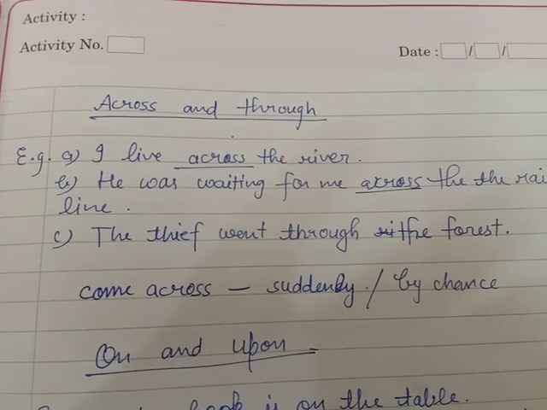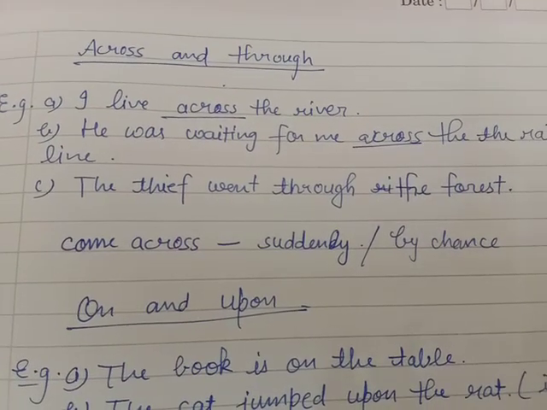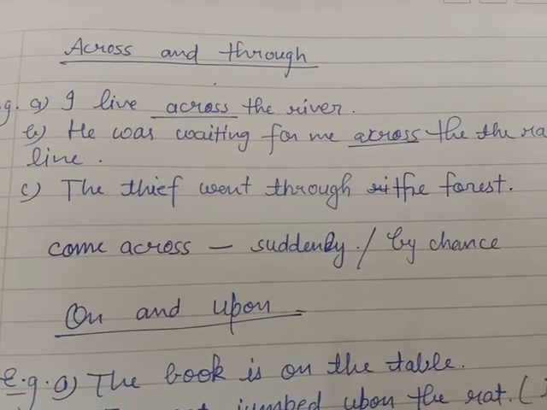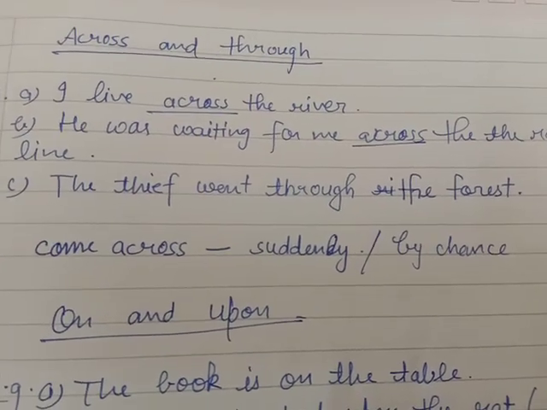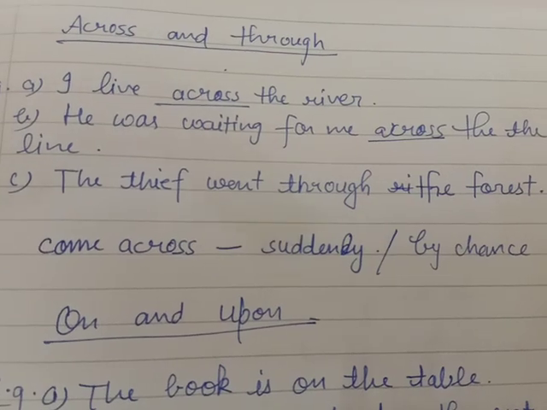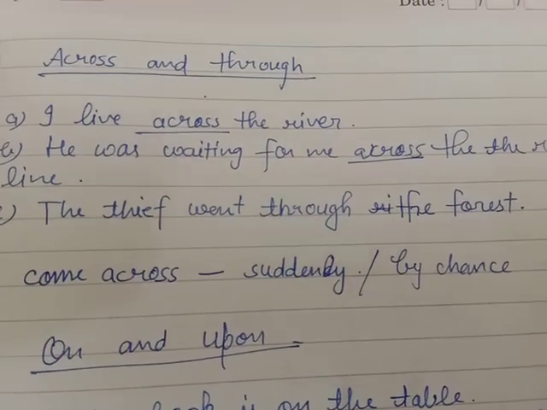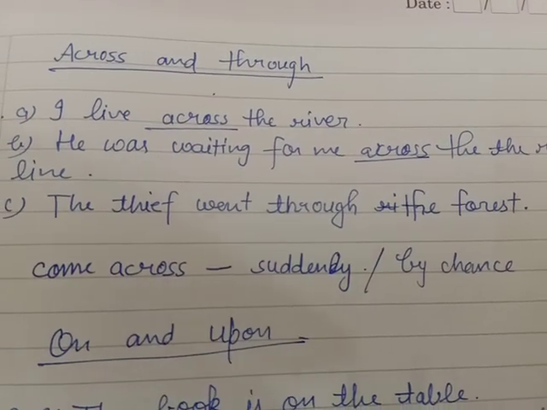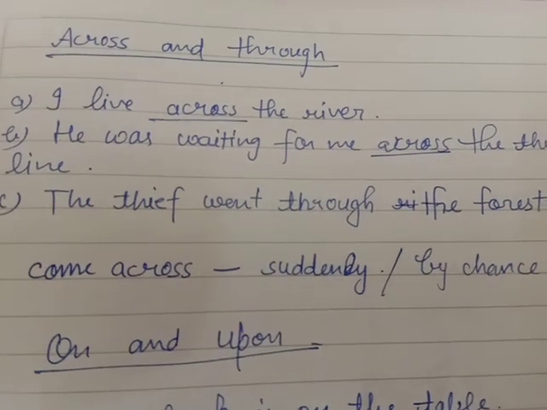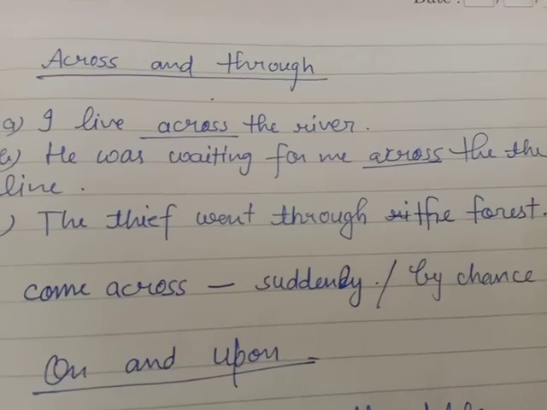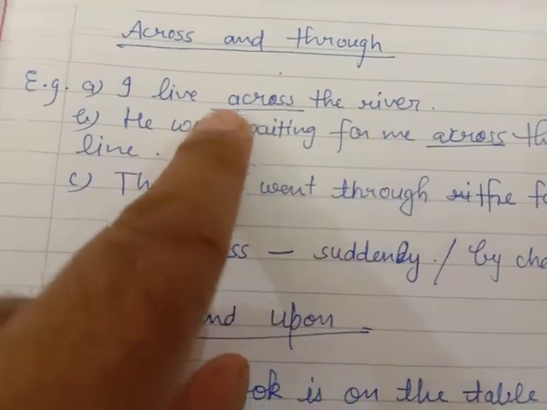The next one is across and through. Across means at a distance from something. If you are standing at one bank of the river and your friend is at the other bank, then you will say my friend is across the river. You will not say my friend is through the river. You will say my friend went through the river, meaning by boat or by swimming he went there. If he is standing there, you will use across, not through. I live across the river means your house is situated there, so you use across.